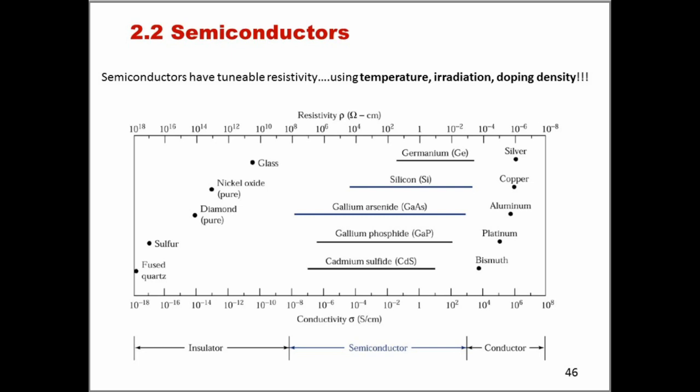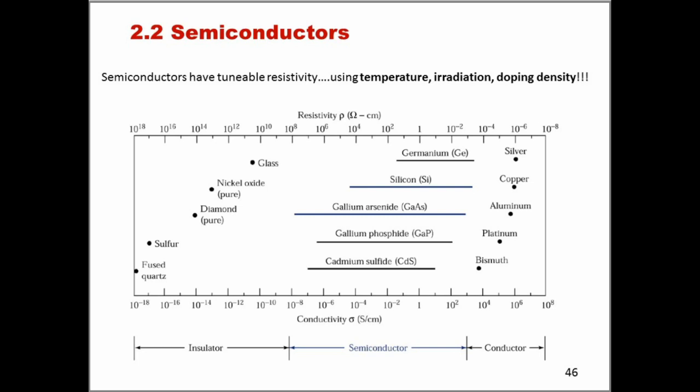So from this point we will now continue our course having a look at semiconductors, and trying to revise some of the fundamental concepts about semiconductors. What we fundamentally need to remind ourselves is that semiconductors have a tunable resistivity, and this resistivity depends on temperature, irradiation, and doping.